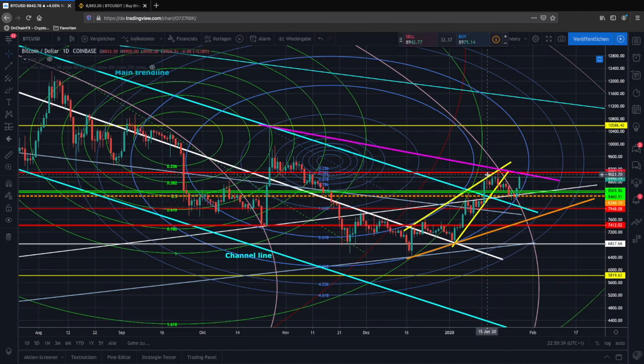Now, you might say, what if this is it? This is the consolidation, the sideways movement. Yeah, of course this is possible, but for what I've seen in Bitcoin's history, this is a little bit too short, in my opinion. Currently, from the day where we had this breakout till today, this is 13 days.